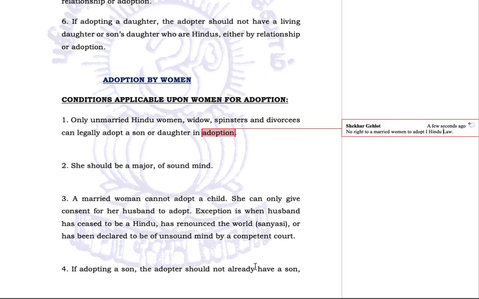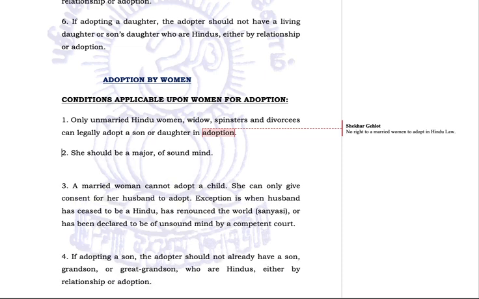A married woman has no right to adopt in Hindu law. She has to be unmarried, a widow, or a divorcee. Then only she can adopt. She should be a major and of sound mind. Definitely, a minor cannot adopt.